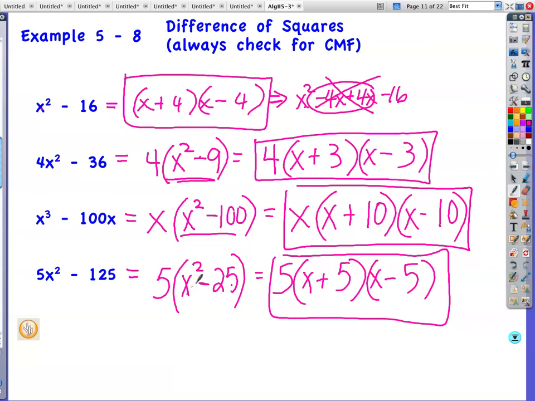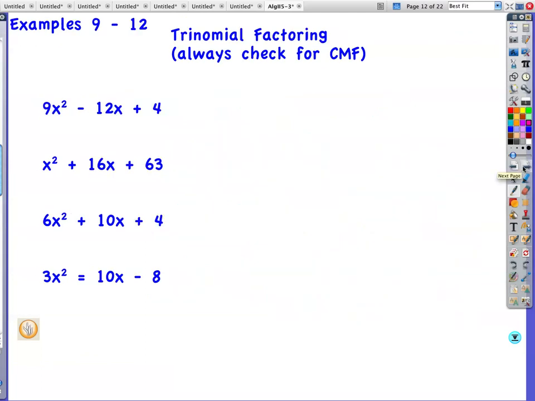If it said x squared plus 25, it would actually be not, well, I don't want to say not factorable. It just wouldn't factor any further than this, because that would not be a difference of squares then. It would be a sum of squares, and we do not have a factoring process for that.